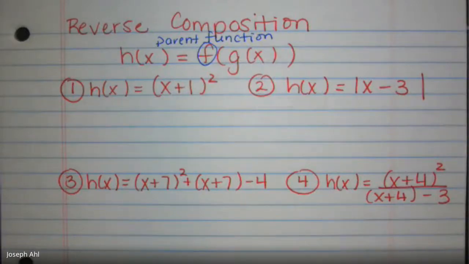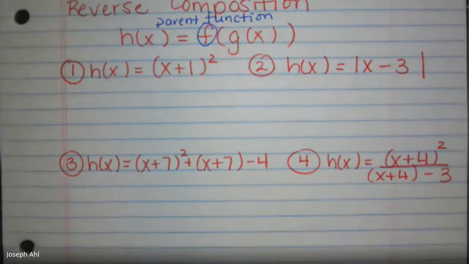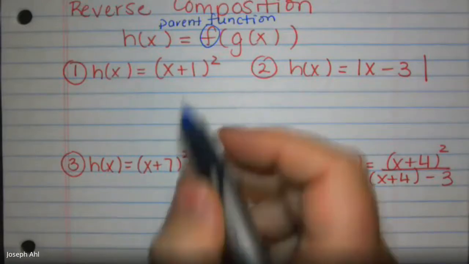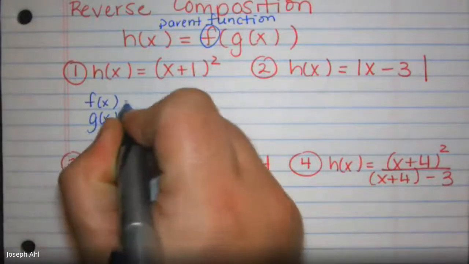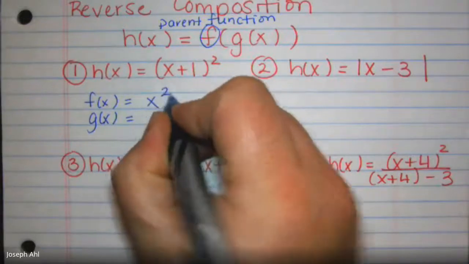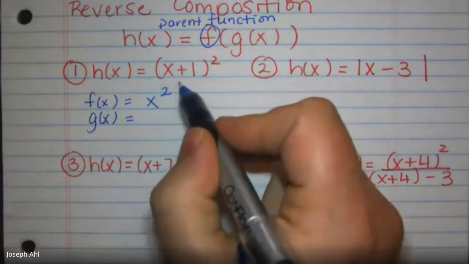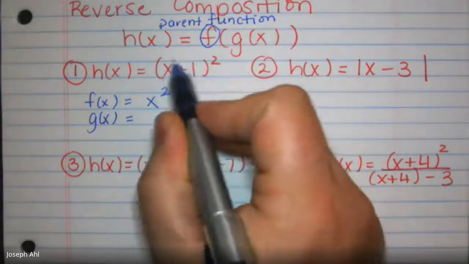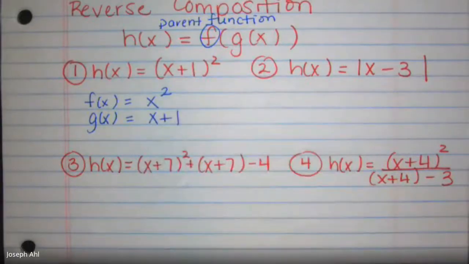Number one, h of x equals x plus 1 squared. I'm hoping the parent function that jumps out to you right away is x squared. This is some sort of squaring function that's happening here. So if we were to break this down into f of x and g of x, f of x I'm just going to call the function x squared as the parent. And then for the function g of x, what got plugged into this x quantity and then eventually is squared? It's what's on the inside of that parentheses. It's the quantity x plus 1.